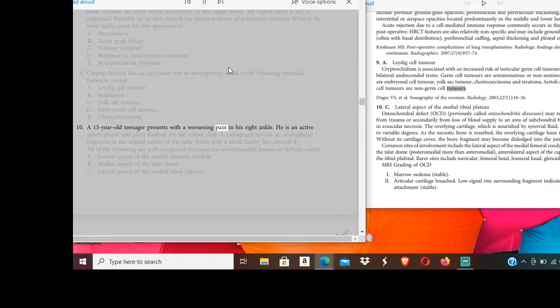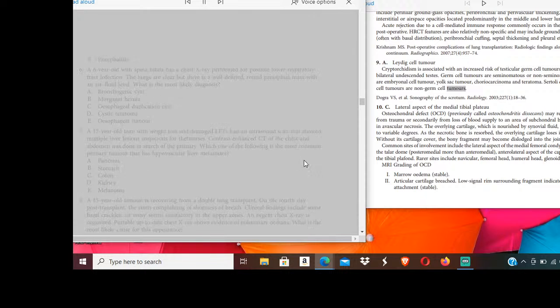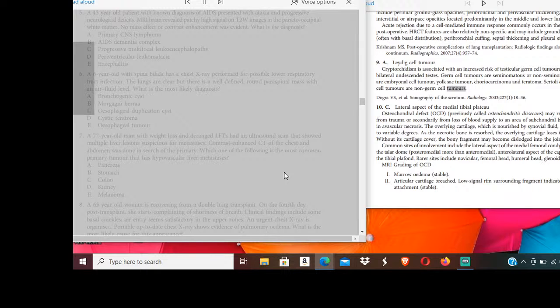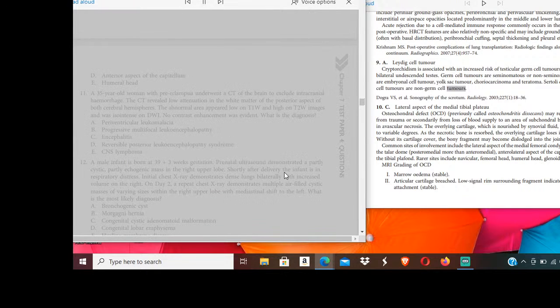A 15-year-old teenager presents with a worsening pain in his right ankle. He is an active sports player and plays football for the school club. A radiograph reveals an undisplaced fragment in the medial aspect of the talar dome with a small lucent line around it. All of the following are well-recognized locations for osteochondral lesions or defects, except: A, lateral aspect of the medial femoral condyle, B, medial aspect of the talar dome, C, lateral aspect of the medial tibial plateau, D, anterior aspect of the capitellum, E, humeral head.